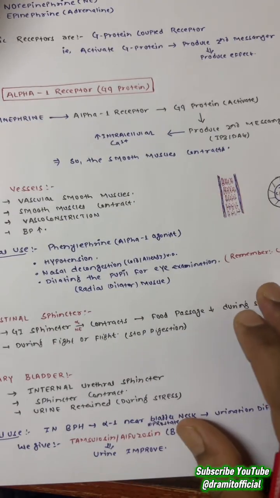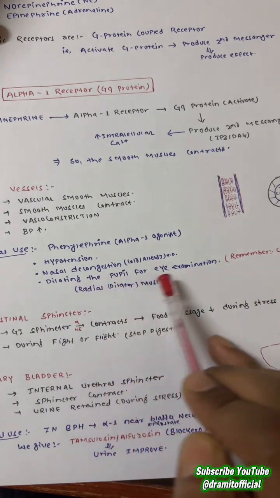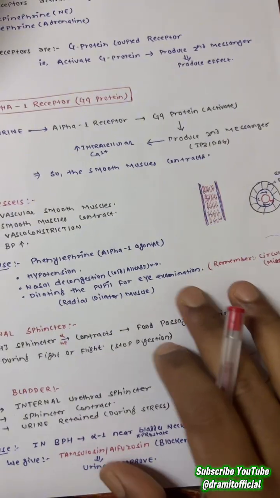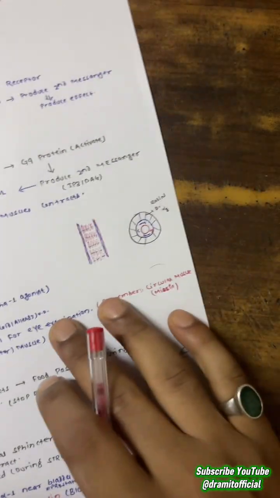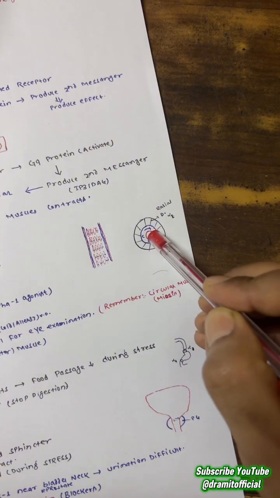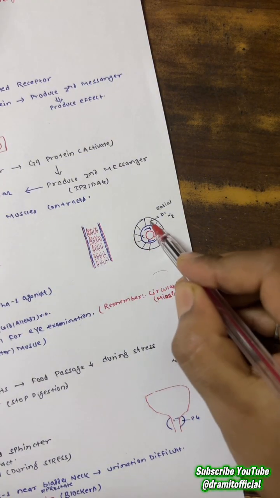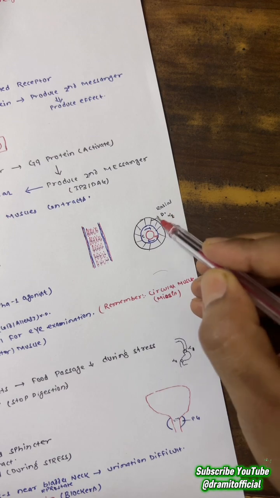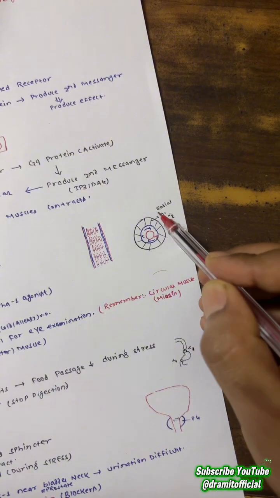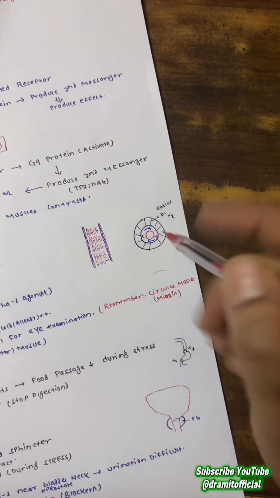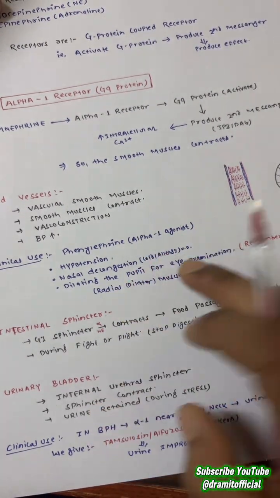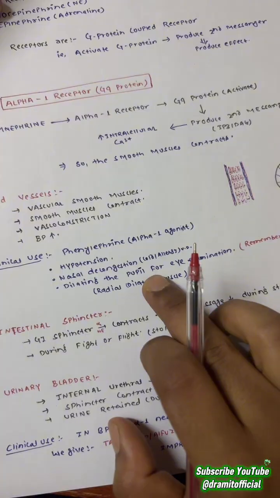In the same way, in the eyes, for dilating the pupil for eye examination, whenever we want to examine a patient's eye, we give the alpha 1 agonist drug phenylephrine. From this figure we can understand that there are two muscles in the eye. This inner one is the circular muscle, and this outer one is the radial dilator muscle. This outer muscle produces the dilating effect, and it contains alpha 1 receptors. When the alpha 1 receptors of these muscles contract, it will produce mydriasis.